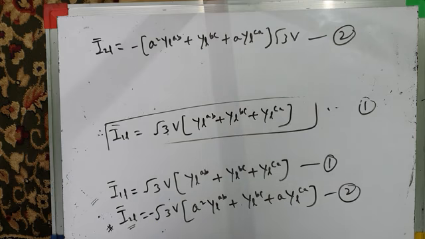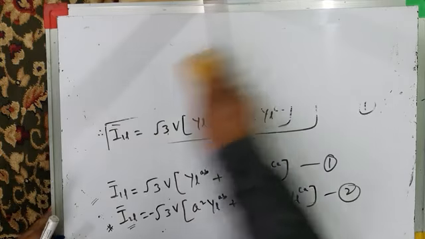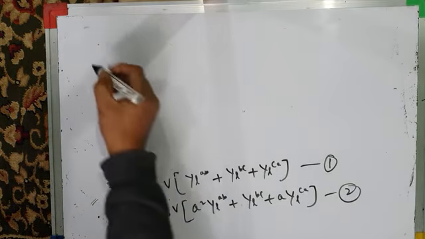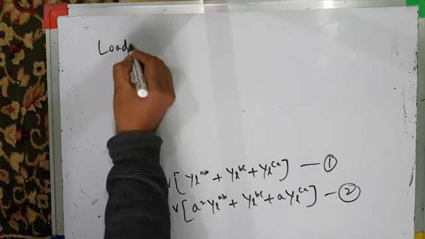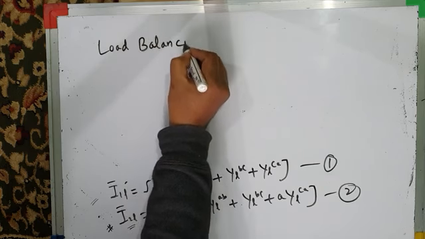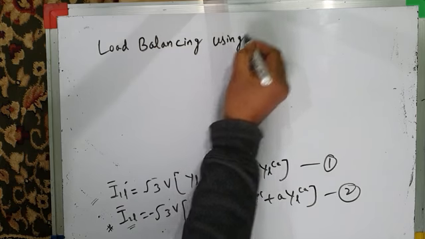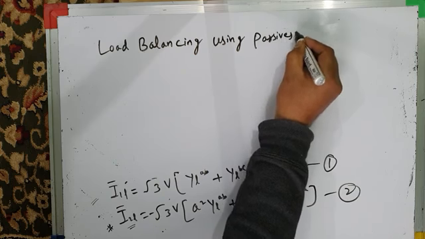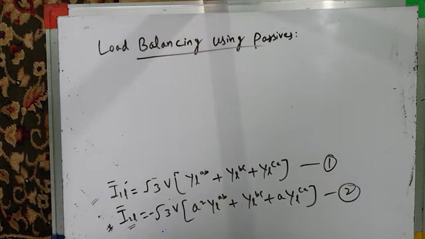And in order to compensate your load, you will connect across each load branch a compensator comprising passives, that is inductances and capacitances, so that the positive sequence component of current, no doubt, comes from the source, but the negative sequence component of current does not come from the source. It is locally supplied by the compensator. That will make your line currents balanced. Okay, so let us go for load balancing using passives. Passives means energy storage elements like inductances and capacitances, not actives. We are using a passive solution.